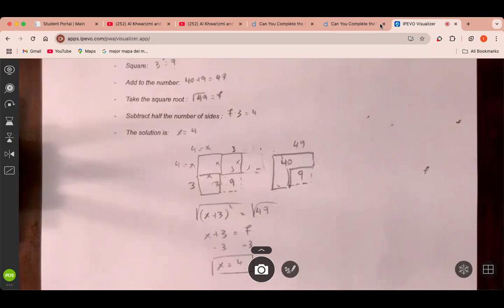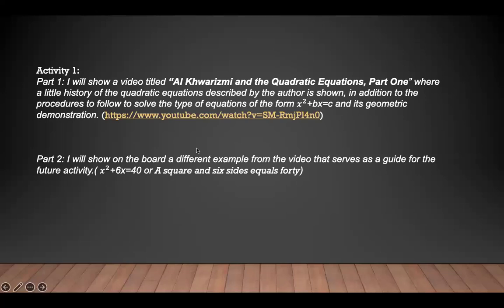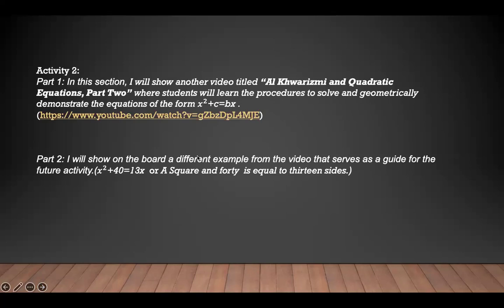Now, the same exercise the students will do in activity 2. So once again, activity 1 and activity 2 are the same idea, the same structure. The only difference is we want to use a different form, x squared plus c equals bx. And they will have another example that I will show. I will work with the students to answer the question, see how it's different from the previous one, and use the geometric way too.